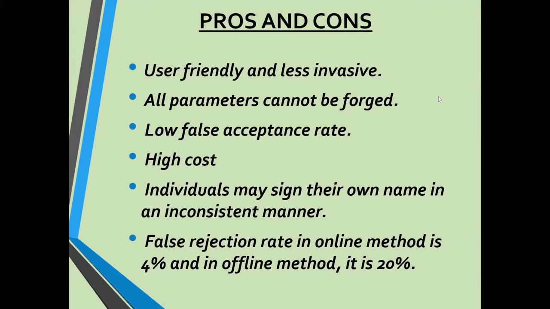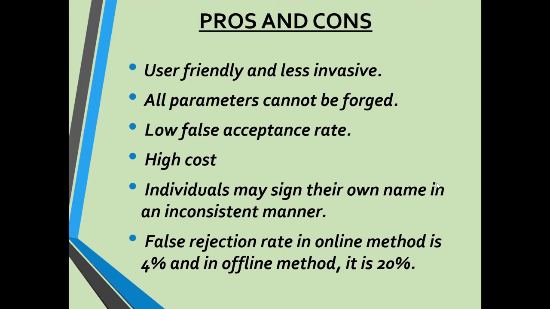Pros and cons. It is user-friendly and less invasive. All parameters cannot be forced. Low acceptance rate, high cost. Individuals may sign their own name in an inconsistent manner. This is very important: the false rejection rate in the online method is 4%, and in the offline method it is around 20%.